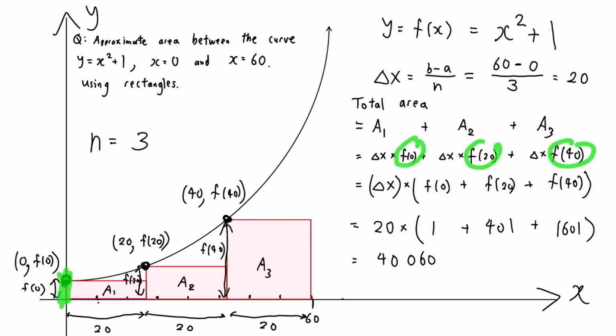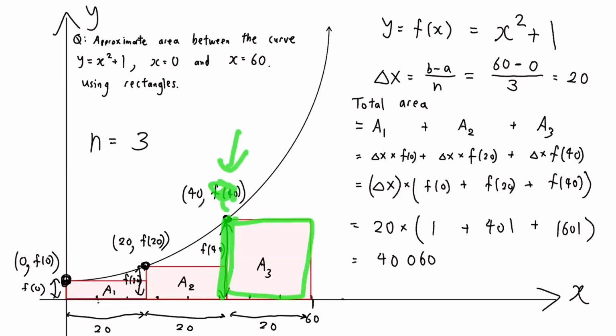Can you see that f of 0 is the y coordinate of the left endpoint, which is the height of rectangle A1? Can you see that in rectangle A2, the height is f of 20, which is the y coordinate of this left endpoint? Can you see that in rectangle A3, the height is f of 40, which is the y coordinate of the left endpoint? So that's why we get F0, F20, and F40.